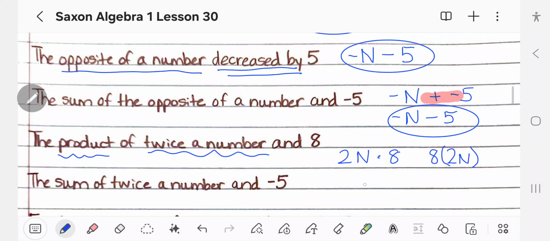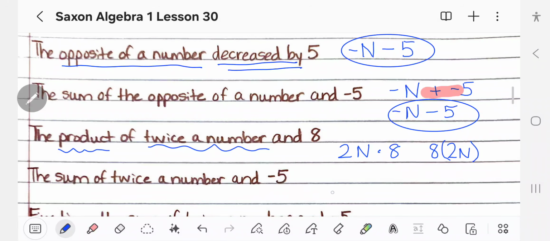The sum, so we're going to be adding, of twice a number and negative 5. The sum of twice a number and negative 5 could be simplified to this.